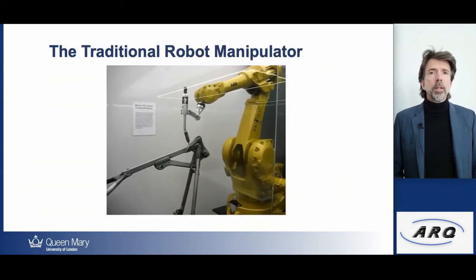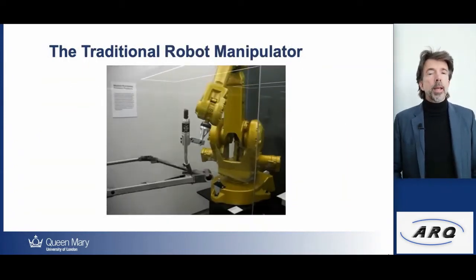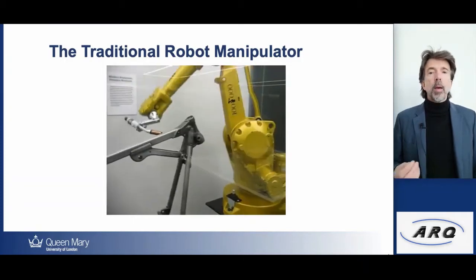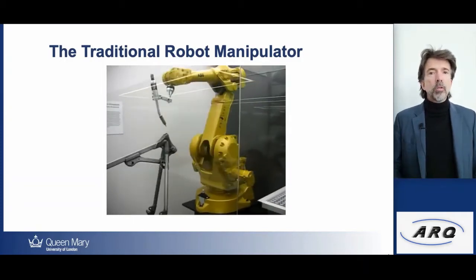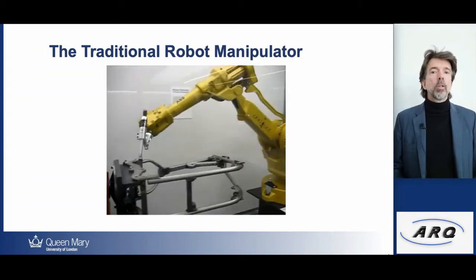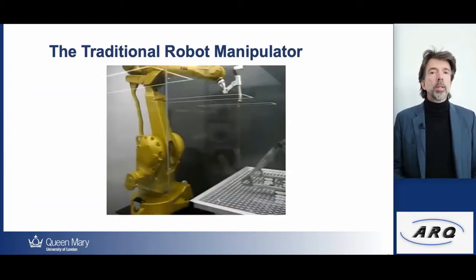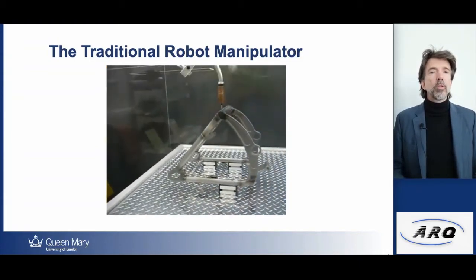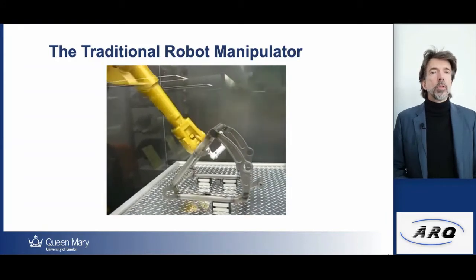Today, the standard robot manipulator looks like that, and it has a number of advantages. It's very useful to carry out a range of manufacturing tasks. And as you can see, it can move very accurately to the various positions as required.